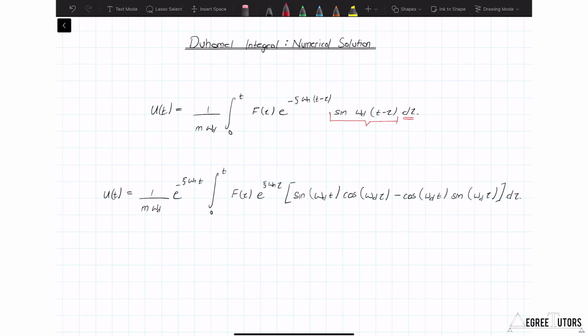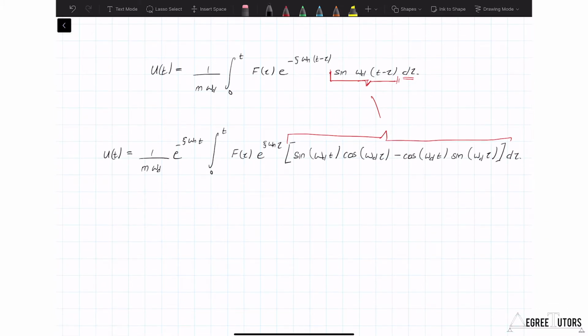So basically we've expanded this into this, right? Sine omega d t cos omega d tau minus cos omega d t sine omega d tau. Okay, so that was the expansion that we did. Now remember, we're integrating with respect to tau, so we want to isolate the terms that need to be integrated. So again, we're going to slightly rearrange this equation.